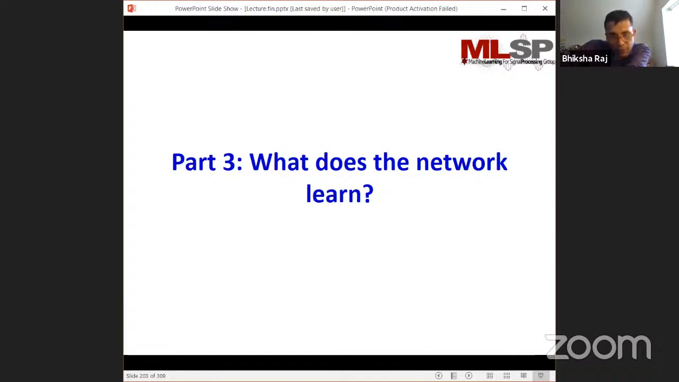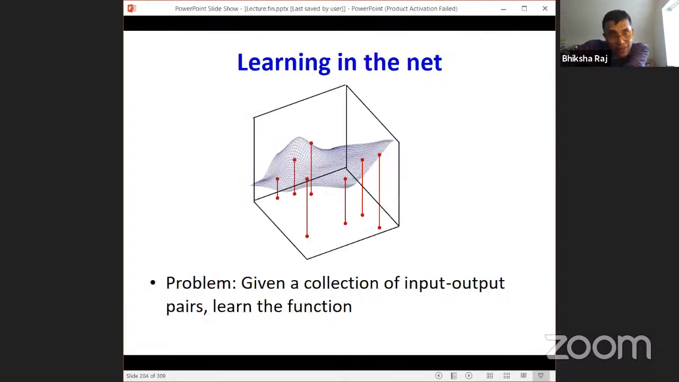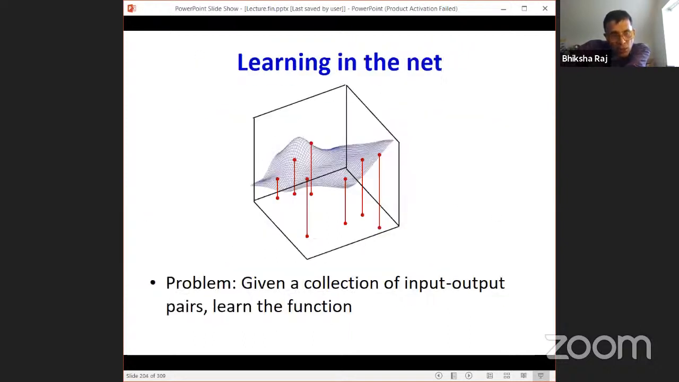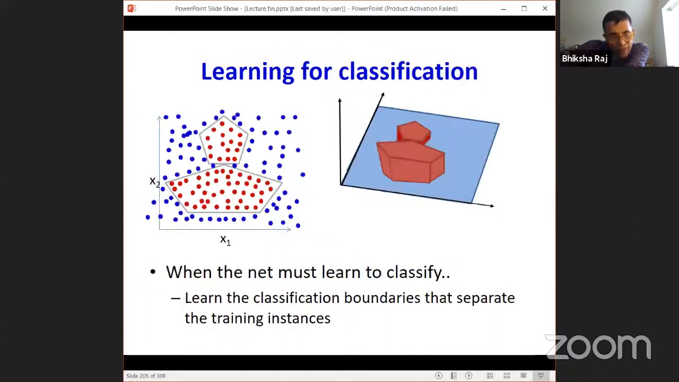Okay. So I'm going to move on to the final section of my talk, which is what does the network learn? Again, here's the problem of learning. You're given a collection of input-output pairs. You want to learn the function. And you have to learn this from just this data.